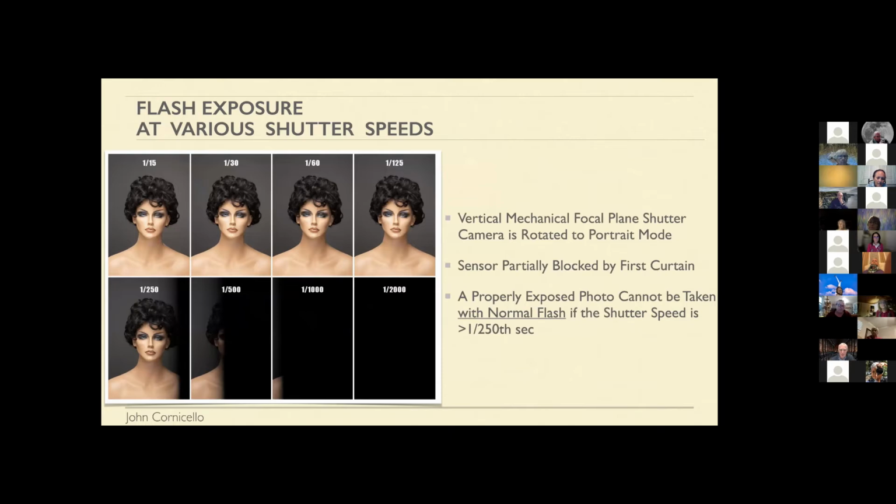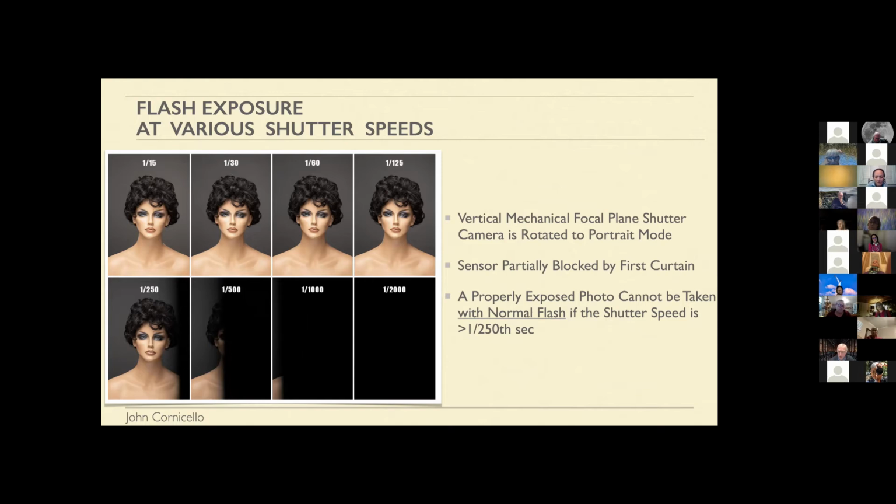If we look at this series of photographs of a model, and in this case, by the way, the camera is rotated into the portrait mode. So the shutter is moving from left to right. And you'll see that when we get to the bottom row of 1/250th of a second, there's a slight blackening of the right-hand side. At 1/500th of a second, half the model's face is blacked out, and at 1,000th of a second, she's almost completely covered.